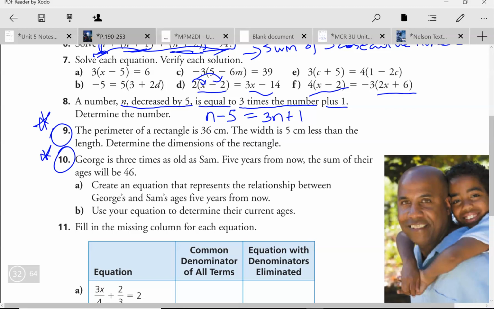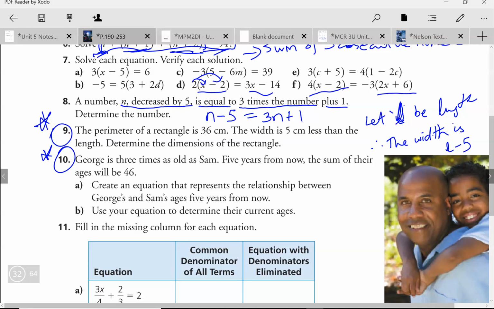Word problems: the perimeter of a rectangle is 36 centimeters. The width is 5 centimeters less than the length. So let L be the length. The width is therefore 5 centimeters less than the length, so L minus 5 would be the width.